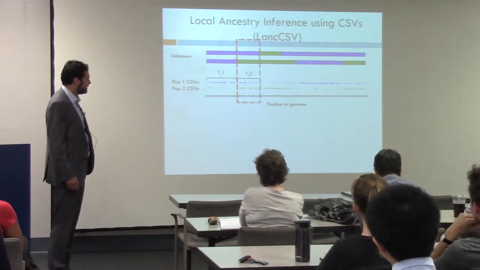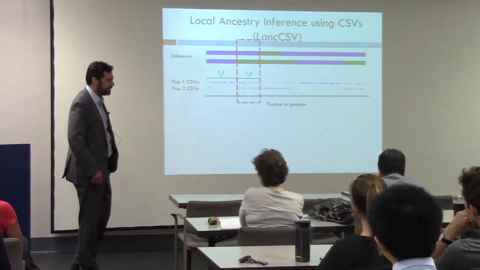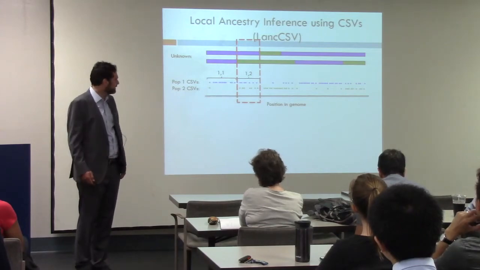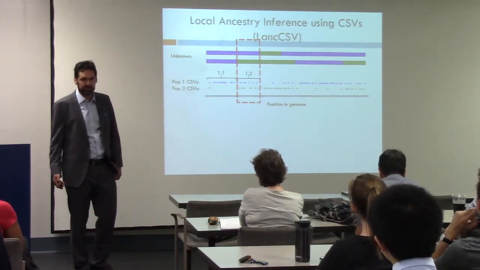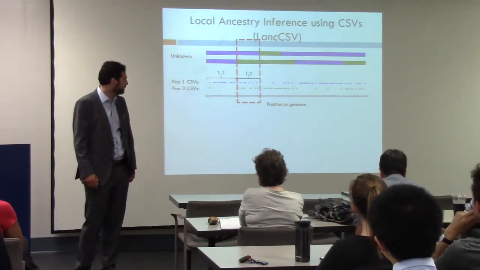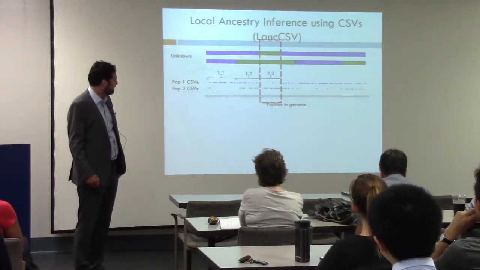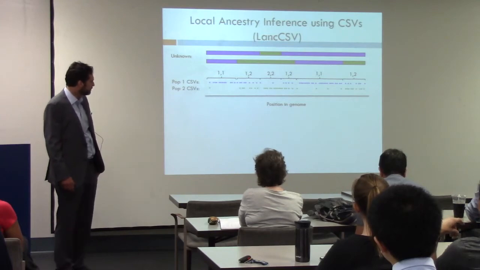When we're seeing a mixture of CSVs from both populations, we can infer that the true ancestry has a haplotype from population 1 and a haplotype from population 2. We can do the same thing when we just have population 2 CSVs, and continue for the entire genome.